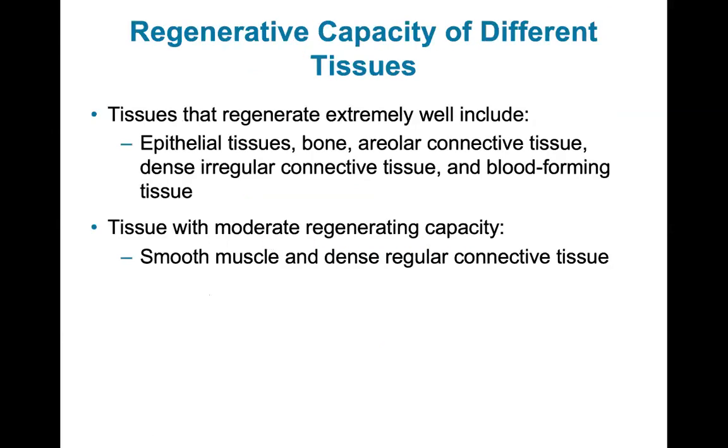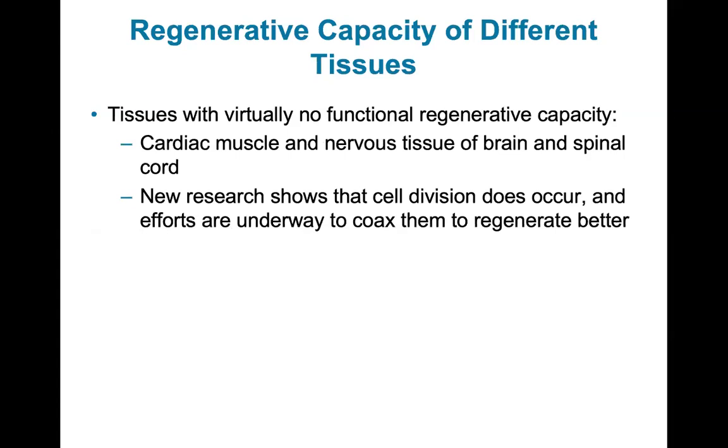Okay. Tissues that regenerate extremely well will include your epithelial tissue, bone, areolar connective tissue, dense irregular connective tissue, and blood-forming tissues. Tissue with moderate regenerating capacity, this would be smooth muscle and dense regular connective tissue. Tissues that have virtually no functional regenerative capacity, this is cardiac muscle and nervous tissue of the brain and spinal cord. With cardiac muscle, if you have, say, a heart attack and you actually have damaged heart muscle, that heart muscle gets replaced with fibrous tissue, which is non-functional tissue. Nervous tissue and brain, such as damage to the brain, damage to the spinal cord, if you sort of damage that particular tissue, it's done, okay?